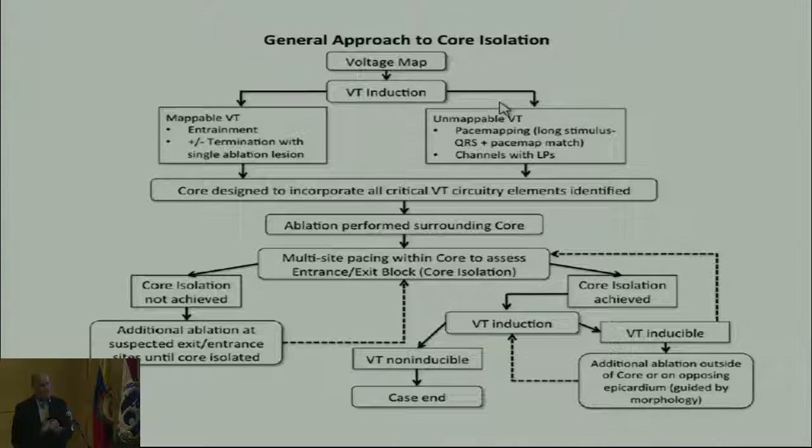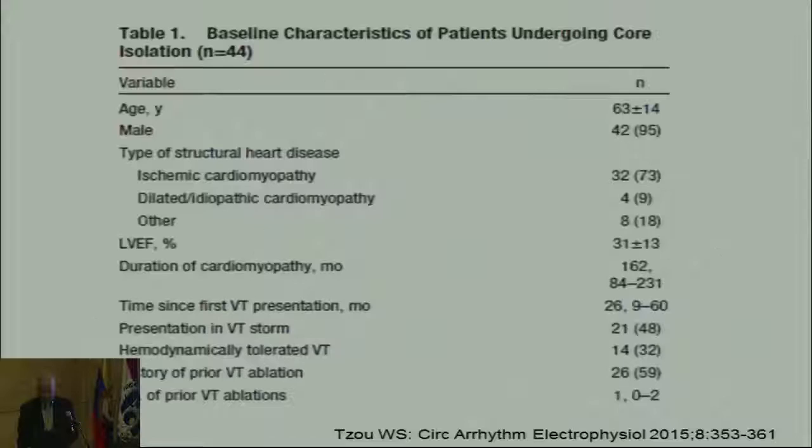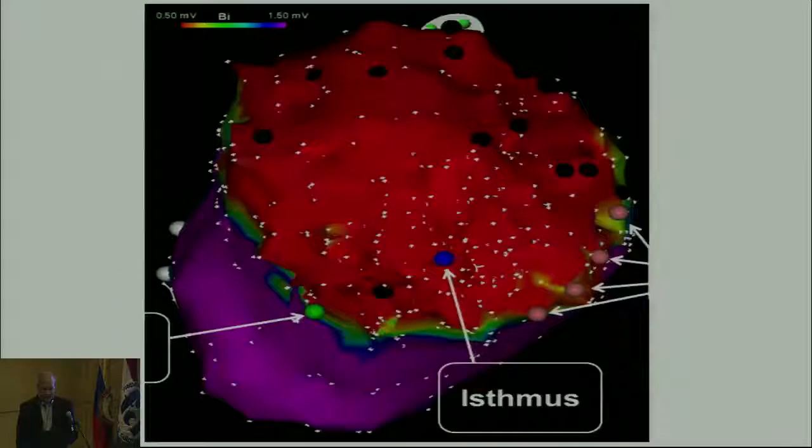If VT is non-inducible, or if it's unmappable because of hemodynamic instability, then attempts were made to isolate the core. I'm going to show that in pictures rather than in words, because there were a couple of different ways that was performed. This is just to make the point that most of these patients had a lot of trouble, big scars. Most of them had ischemic cardiomyopathy. Many presented with VT storm.